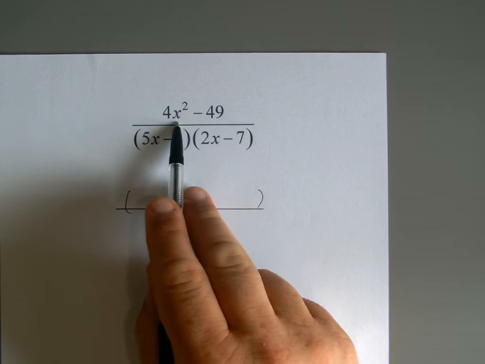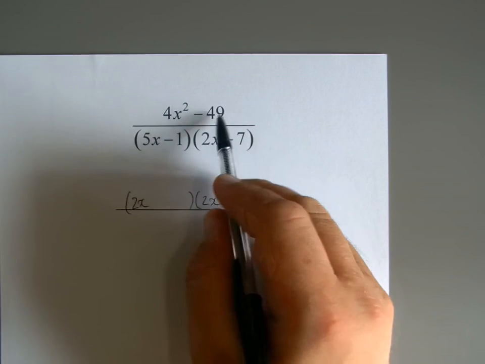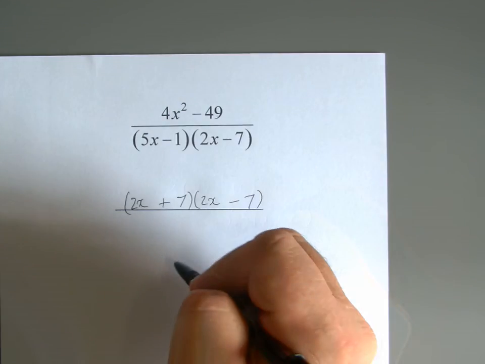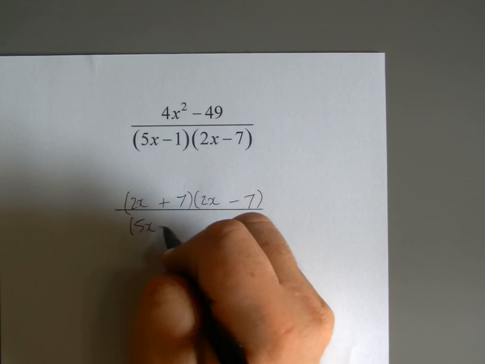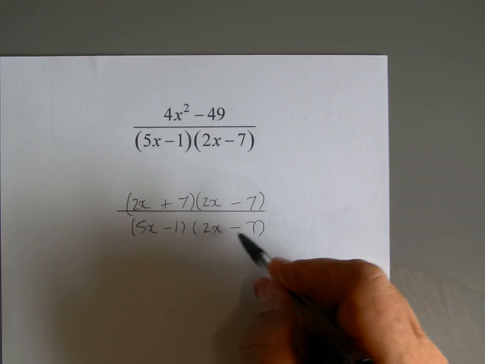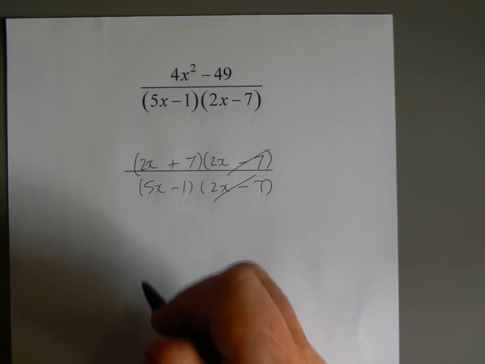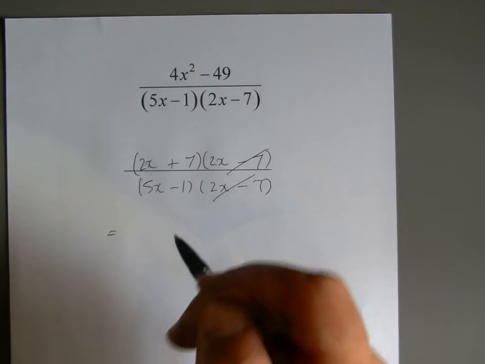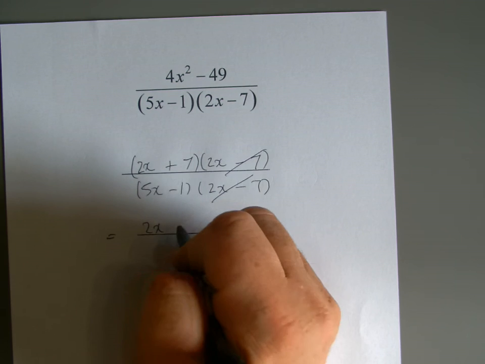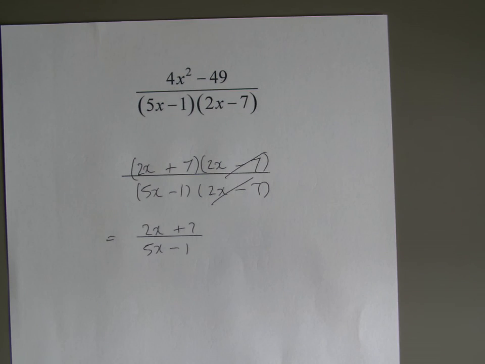So what do I square to get 4x squared? Well, that would be 2x. What do I square to get 49? That would be 7. So one of them's positive, one of them's negative. And then on the bottom, well, that's already factorized for us. That's quite nice. And you can see then that the 2x minus 7s will cancel, and we're left with those two terms there. So we've got 2x plus 7 on the numerator and 5x minus 1 on the denominator.